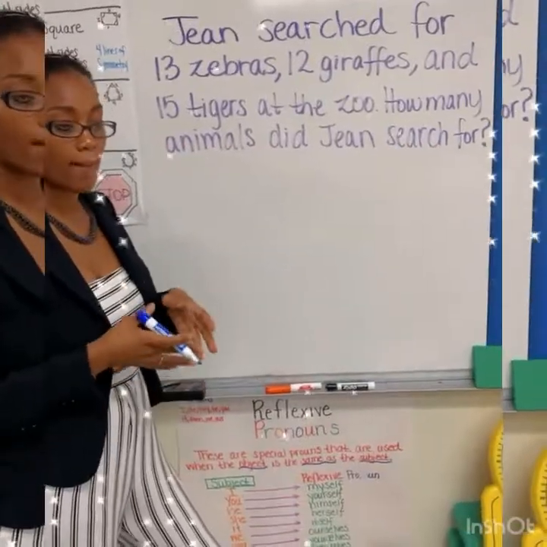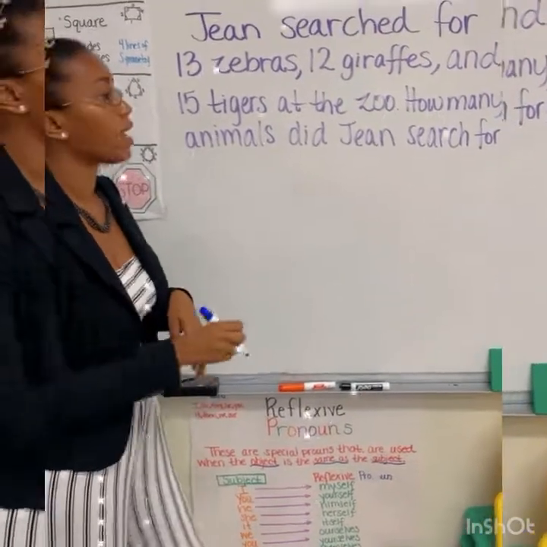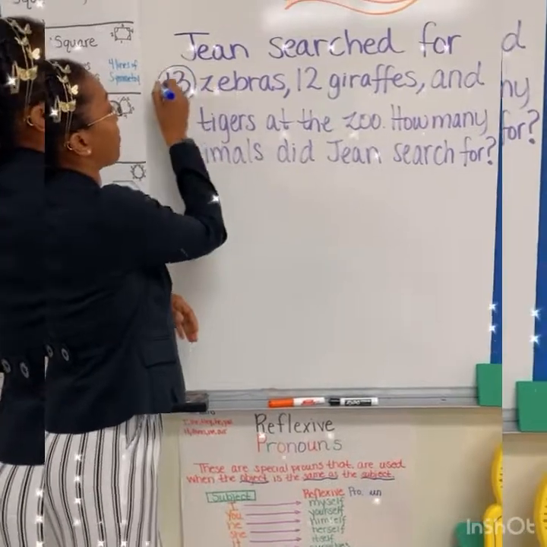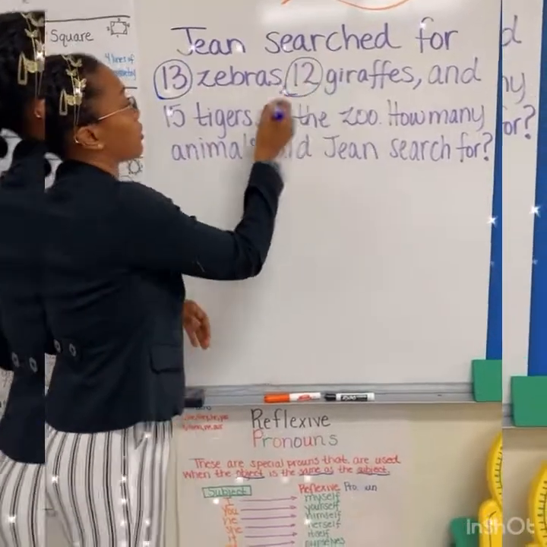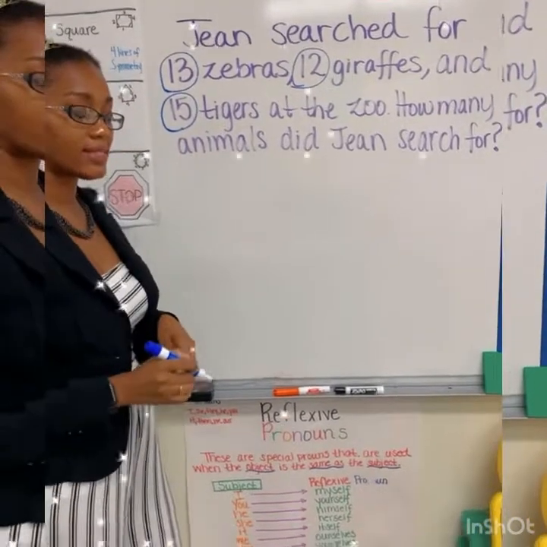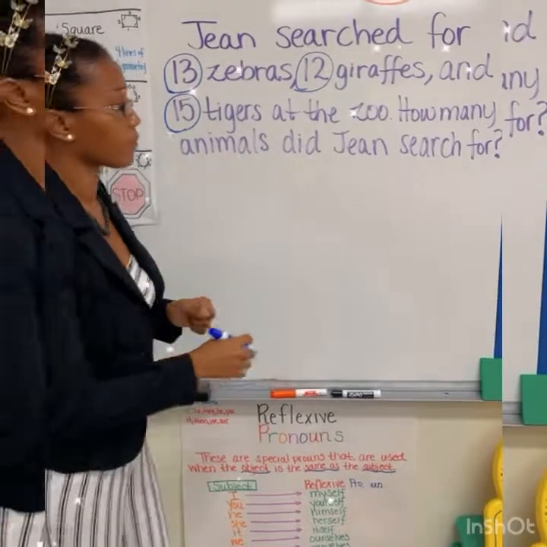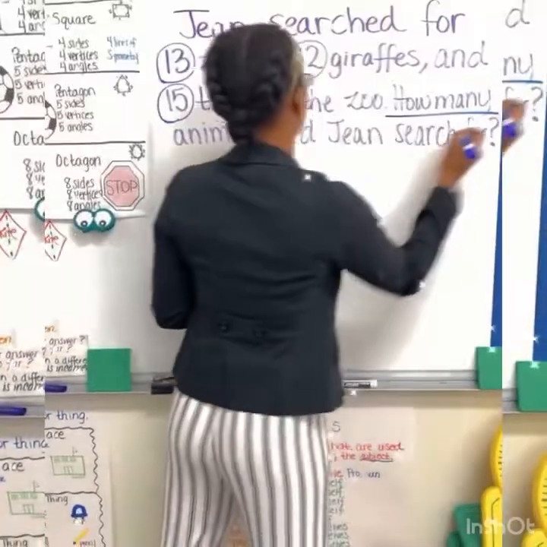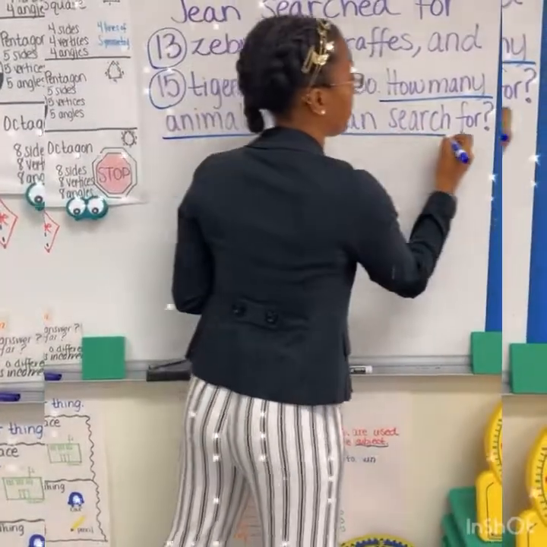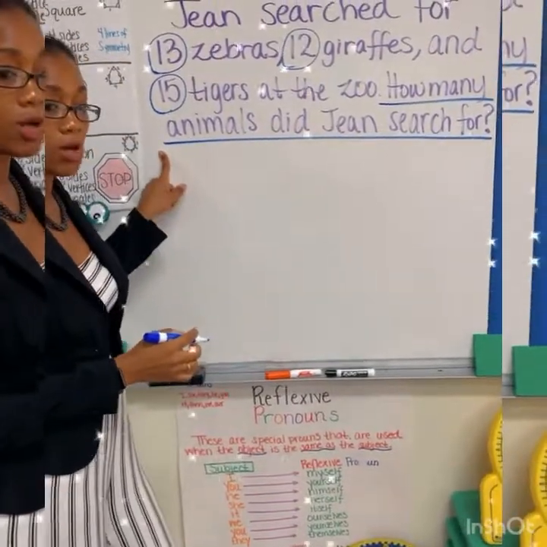Working with the word problem, what is the first thing that I need to do? Yes. Circle the numbers. I need to circle the numbers that I'm working with. That's 13, 12, and 15. What is the next thing I need to do when working in the word problem? Yes. Underline your entire question. How many animals did Gene search for? This question lets me know what I'm solving for.